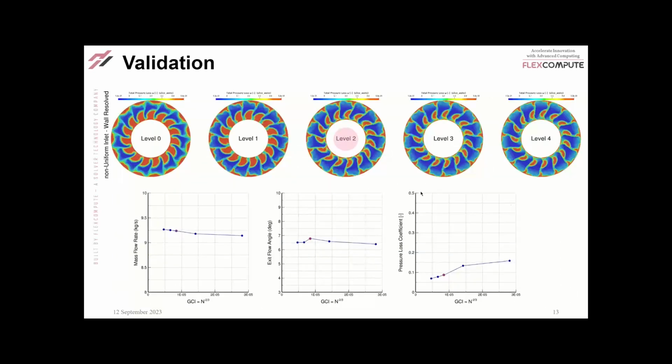These are the solutions for the baseline geometry on different mesh levels. And as you see, these two objectives, exit flow angle and the pressure loss coefficient, are converging to a number. And also at the same time, we are obtaining the target mass flow rate, which is 9.3. And based on the comparison of the solution, the baseline, and the published experimental results, we come to the conclusion that we can perform the optimization with confidence on level 2.